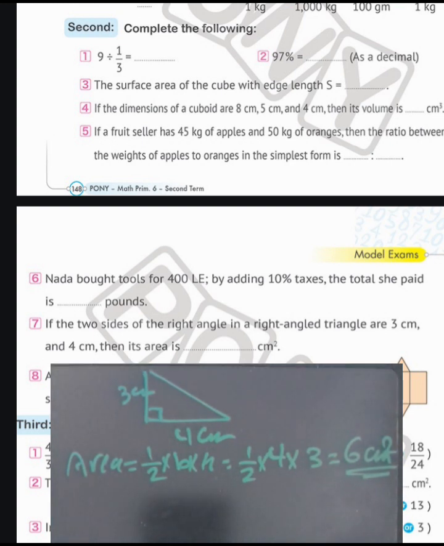Half times base times height. He gives us the two sides of the right angle triangle are 3 centimeters and 4 centimeters. Then the area will be half times 4 times 3 equals 6 square centimeters.